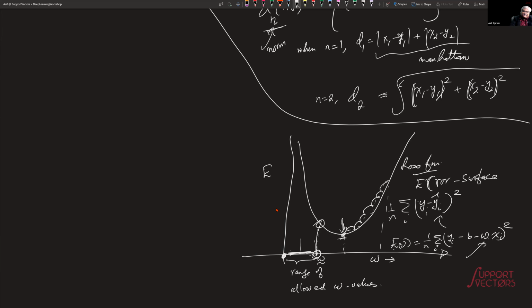At any other value, the error is more. Am I making sense? Yes. I say you cannot go too far from the origin. I've given you a budget. This is the distance that you can go from the origin. But then you have to find minima, whatever the lowest value is within this region.